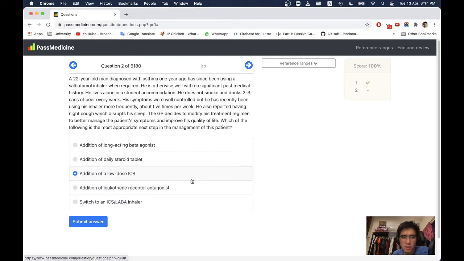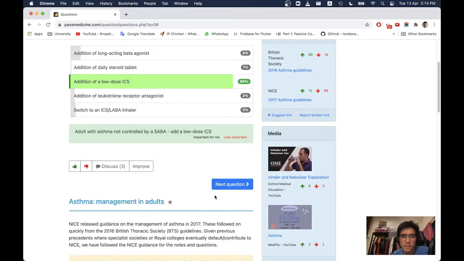Then add a low dose ICS. Yeah, I don't know why he's not started on it yet.